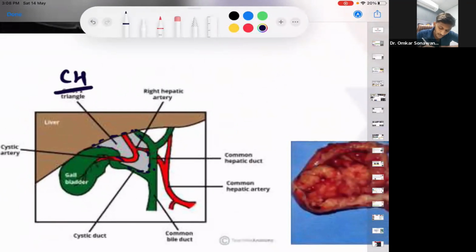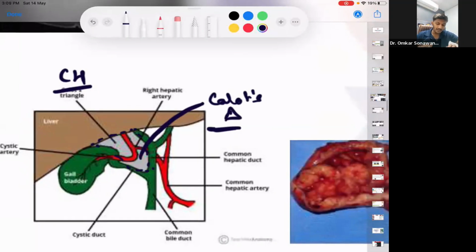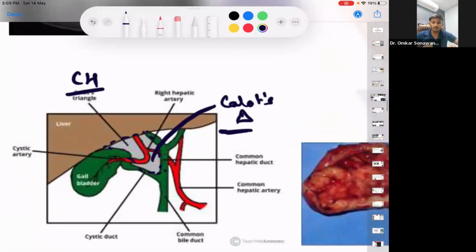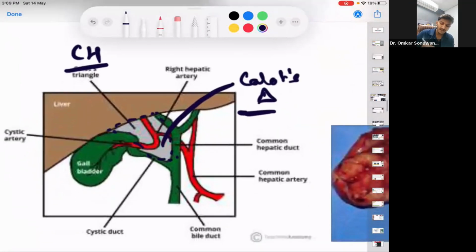And in between that, a smaller triangle which is not clearly seen here, but a smaller triangle is what is called the Calot triangle. That is important. Now most of the books ask what the borders of Calot triangle are. So please remember the borders of Calot triangle. Medially it is the common hepatic duct.